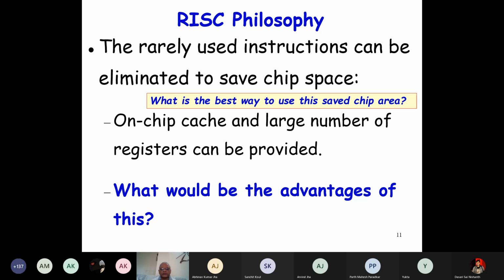What can you do with one CISC instruction? We'll see that some CISC instructions were complex, like string manipulation. There, one instruction of the processor is equal to 100 RISC instructions. You have to write 100 instructions in RISC.